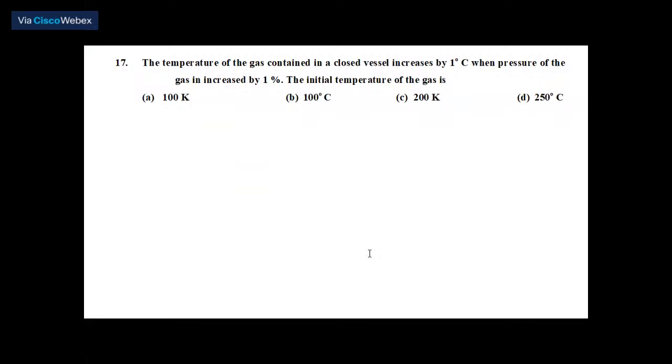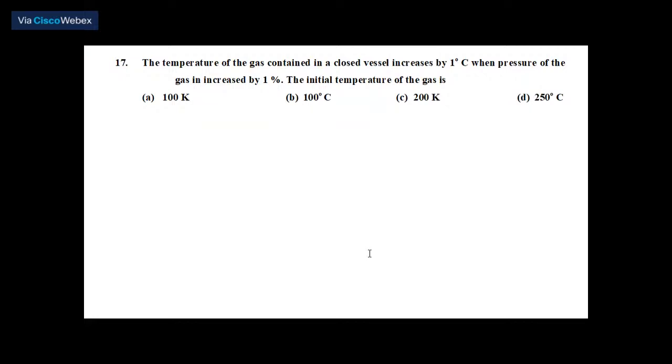The temperature of the gas contained in a closed vessel increases by 1 degree Celsius. Change in temperature is given, 1 degree Celsius, which is equal to 1 Kelvin itself. When the pressure of the gas is increased by 1%, leading to an increase in temperature by 1 degree Celsius, you have to find the initial temperature of the gas.